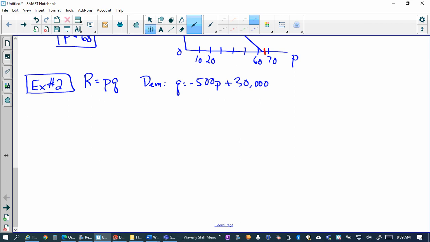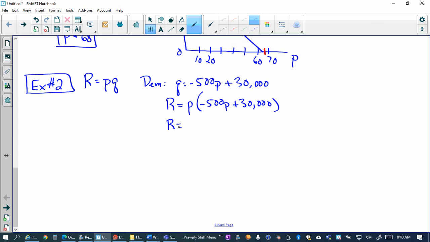Okay? So now we're going to get something a little different than we had yesterday. We're just going to substitute in the Q. So now we can do revenue equals price times Q, negative 500P plus 30,000. Here's where this gets a little different than what we had before. We're going to distribute the P through here. So revenue is going to equal what when we distribute?